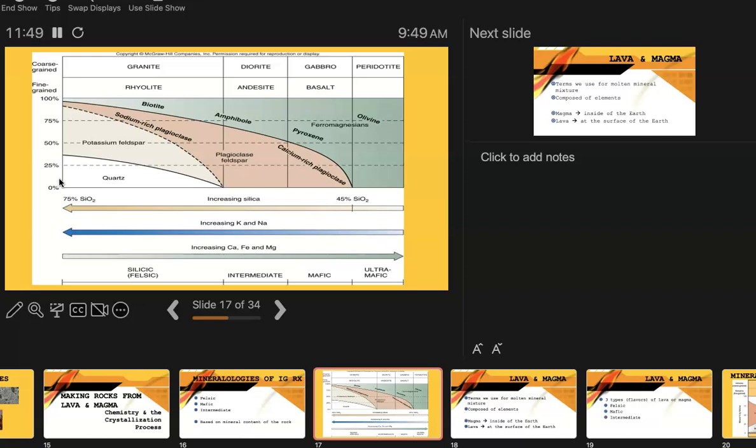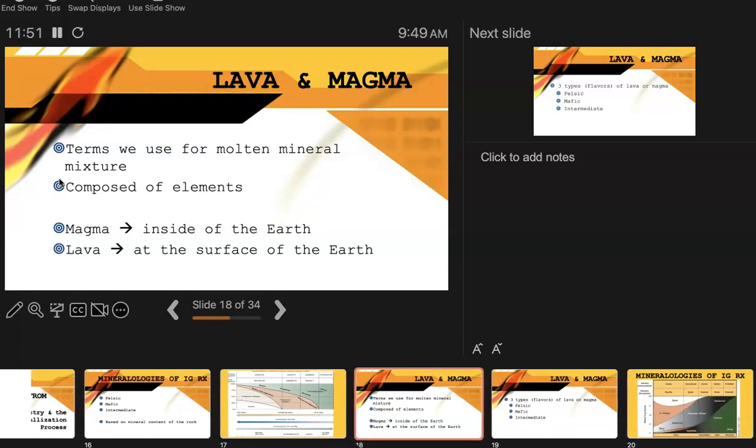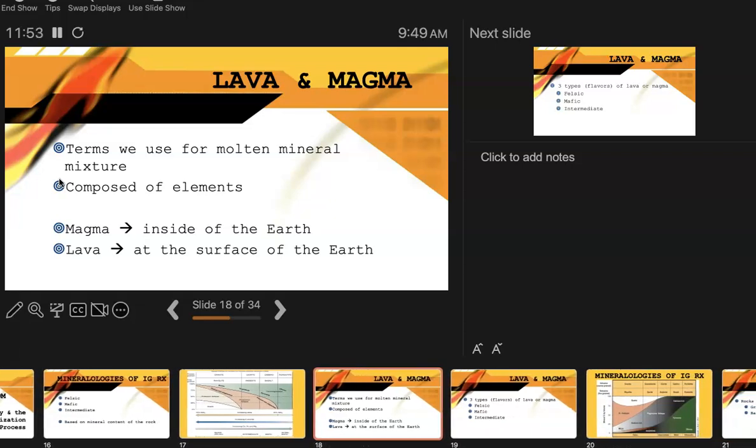We're going to leave this idea for a minute. And remind you before we go any further what we're talking about. Talking about lava and magma, right? And this is that molten mineral mixture. A little alliteration for you there. It's really just elemental stew.